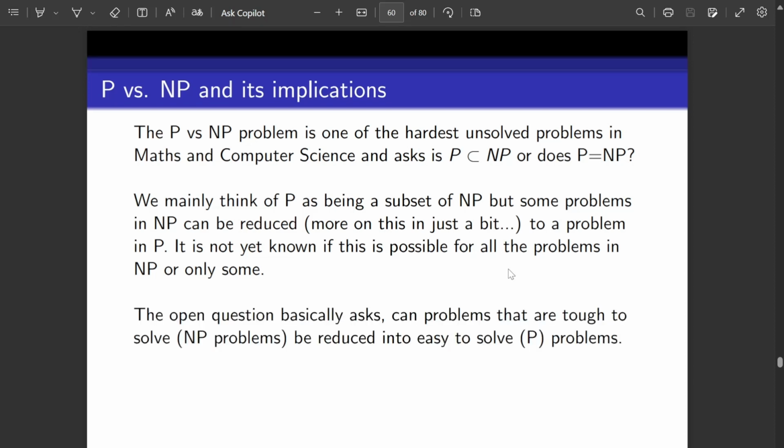And the open question basically asks, can problems that are tough to solve, NP problems, be reduced into easy to solve problems? Because in the past, there were problems thought to be in NP, but after developing new algorithms, we were able to see that this problem, when applied with this algorithm, is actually in P.